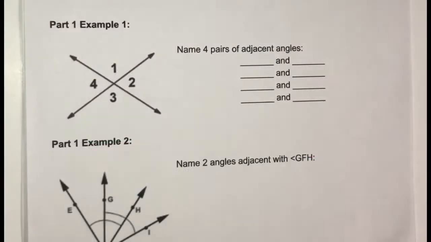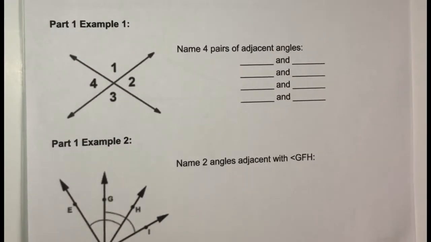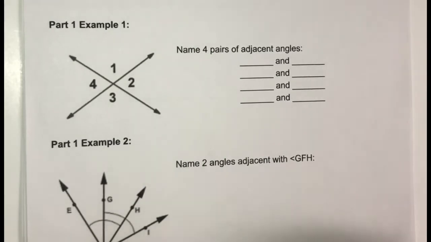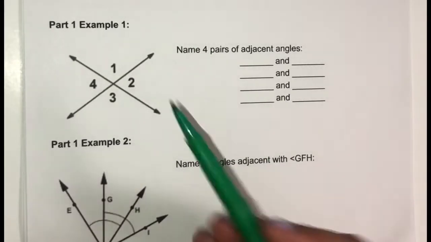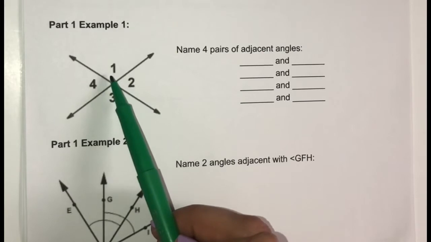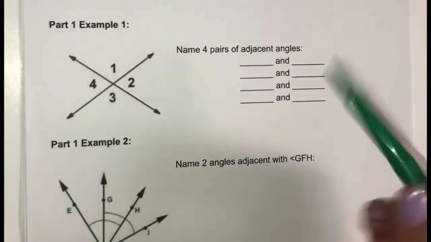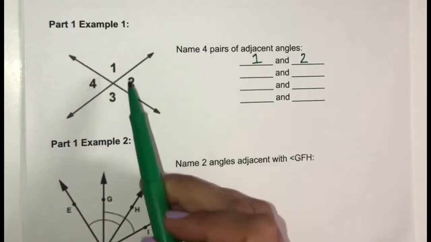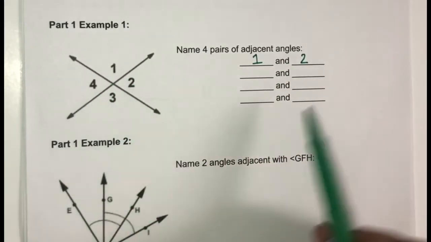So now let's look at part 1, example 1. It says, name 4 pairs of adjacent angles. And remember, adjacent angles are angles that are next to each other. They share a vertex and a side. We need to name 4 pairs. I'm going to name 1 pair and I want you to name the other 3. Angle 1 is adjacent to angle 2. So angle 1 and angle 2 are adjacent to each other. You name the other 3.